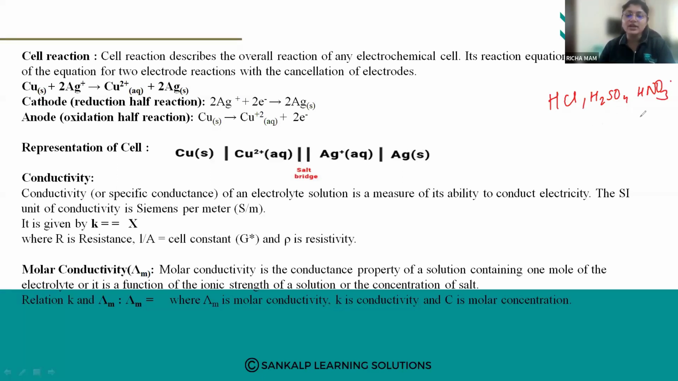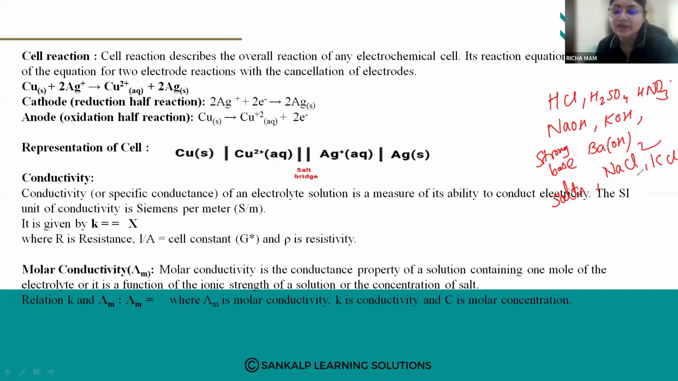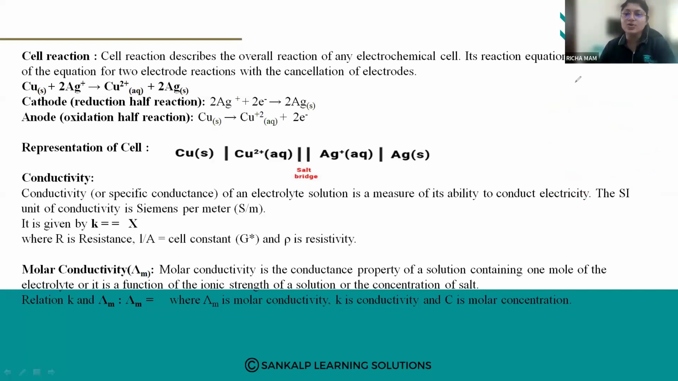Then strong bases like NaOH, KOH and barium hydroxide. So these are examples of strong bases, which will completely dissociate into their ions. Then what are the examples of strong electrolytes among salts? Salts like NaCl, KCl, Na2SO4, sodium acetate, then ammonium chloride. These are examples of strong electrolytes.